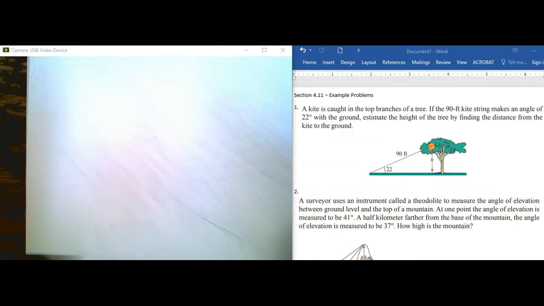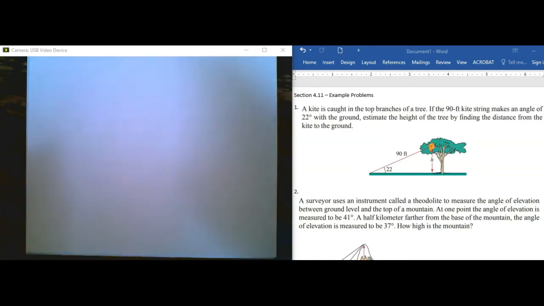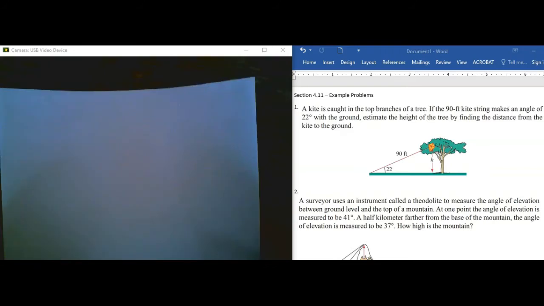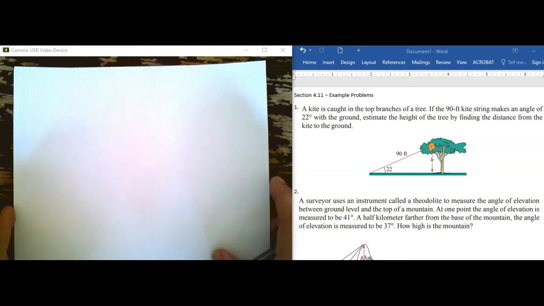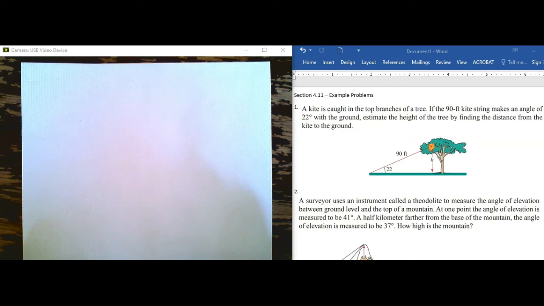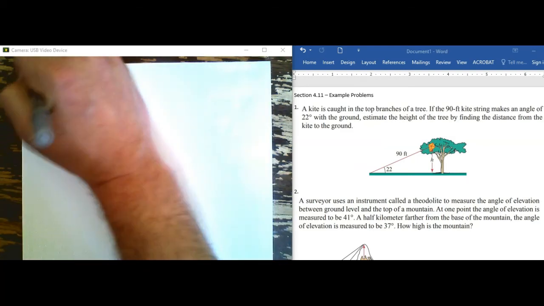All right, so let's take a look at our first example over to the right there. Number 1 says a kite is caught in the top branches of a tree. If the 90-foot kite string makes an angle of 22 degrees with the ground, estimate the height of the tree by finding the distance from the kite to the ground. Example 1.